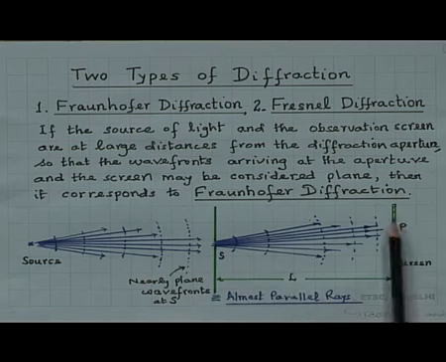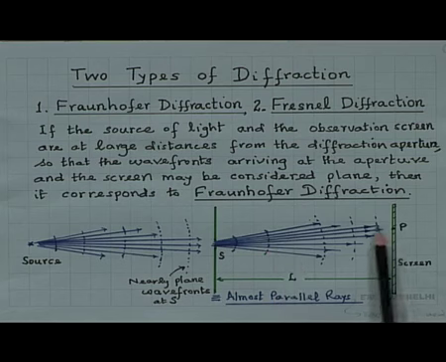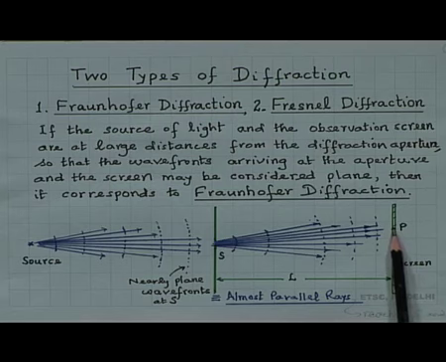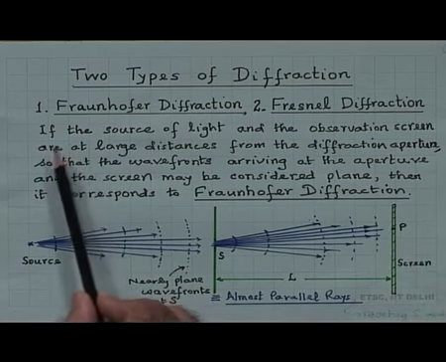Similarly, if the screen is very far, we are interested in finding out the intensity at a particular point P. Then from the slit or the aperture, the rays are coming out in all directions because they act like point sources. However, when the screen is sufficiently far, the set of rays reaching a particular point P can be treated as almost parallel, and therefore, the wavefronts can be treated as plane. Now, we repeat what we have read.